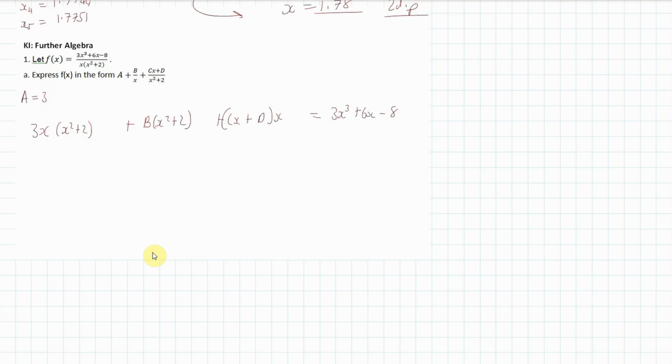And then we'll say, let's make life easy, let x equals 0. And when we do that, obviously we knock out this one, and we knock out this one. And so we're going to get 2b equals minus 8. And so b equals negative 4.